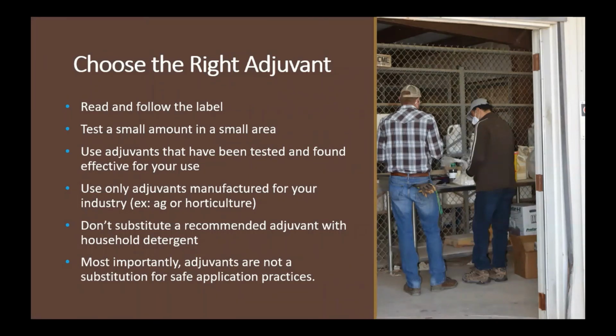Use adjuvants that have been tested and found effective for your use. Use only adjuvants manufactured for your industry, for example, ag or horticulture. Don't substitute the recommended adjuvant with a household detergent. Most importantly, adjuvants are not a substitution for safe application practices. Simply adding a drift retardant won't suddenly give you the green light to apply pesticides on a windy day.